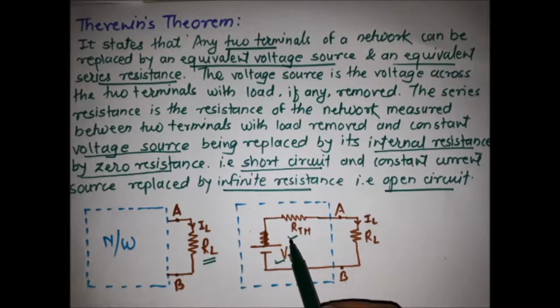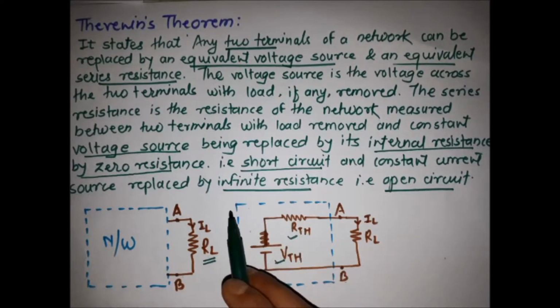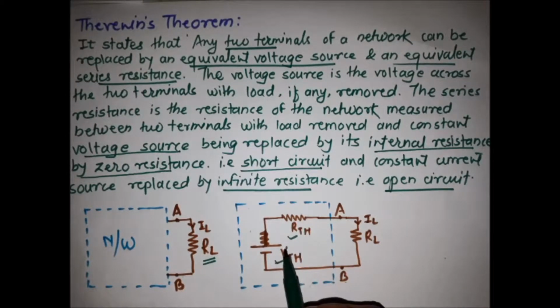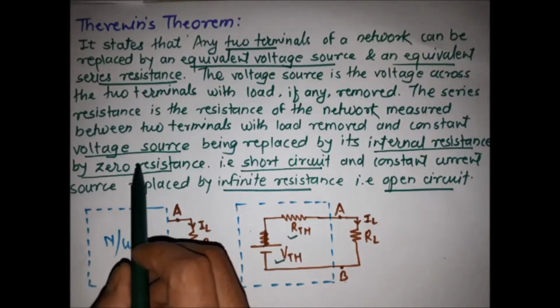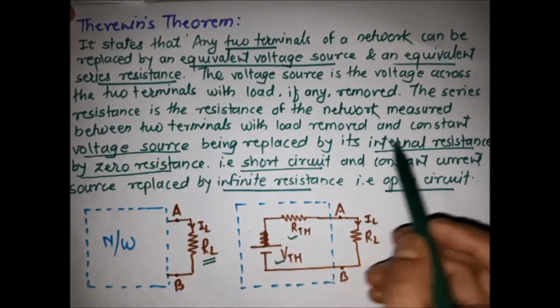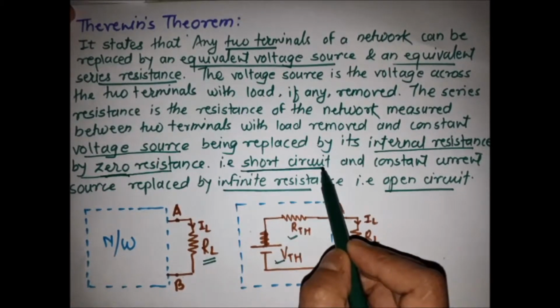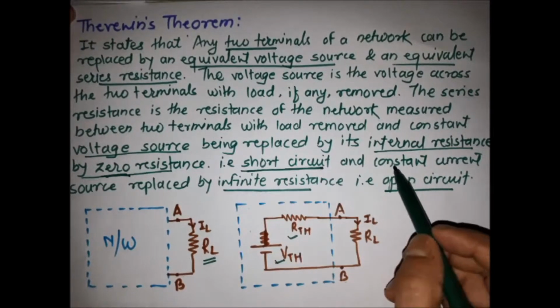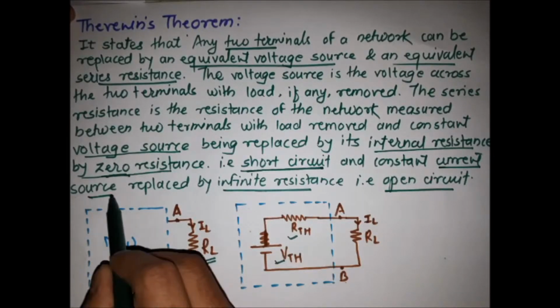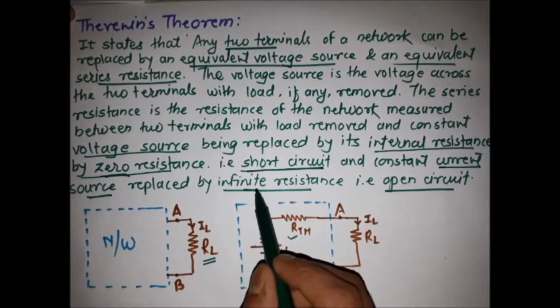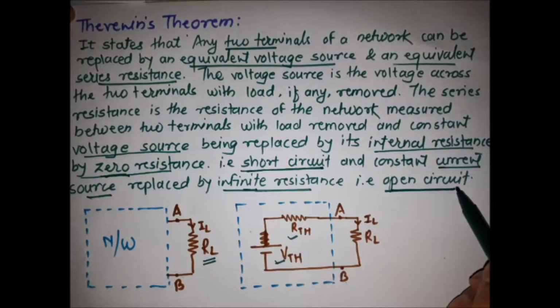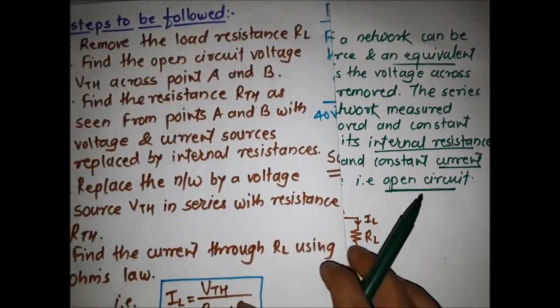But for finding the RTH, we have to replace all the voltage and current sources by their internal resistances. As we know, a voltage source has internal resistance 0, so we replace it with a short circuit, and a current source has infinite resistance, so we replace it with an open circuit. Now we will see the steps for solving problems related to Thevenin's theorem.